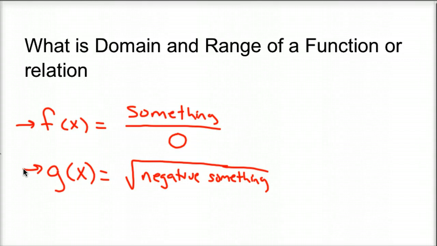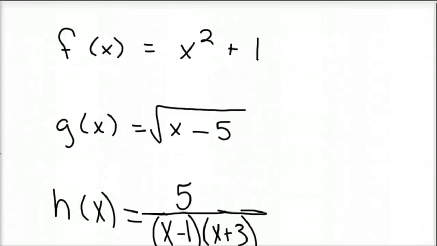g of x equals the square root of a negative something is also bad. I mean, I think it's good. It's an imaginary number. I love imaginary numbers, but it's very difficult to graph imaginary numbers. You have to have a complex plane and different things like that. But let me just show you how to find domain and range of just some run-of-the-mill equations.